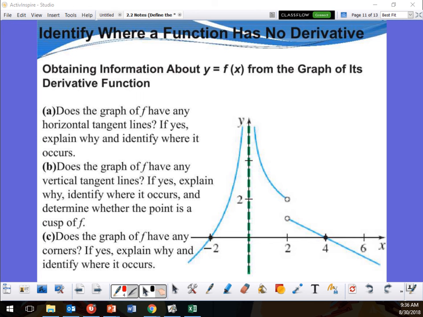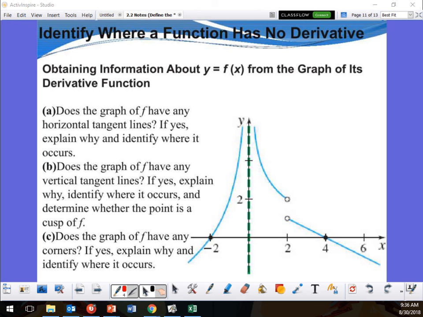Okay, if yes, explain where and why. Doesn't look like any horizontal tangent line. Does the graph have any vertical tangent lines? Okay, yes, where? At 2? At 0. No, I mixed up my, at 0, right? At 0. Okay, this is going to be a vertical tangent line.